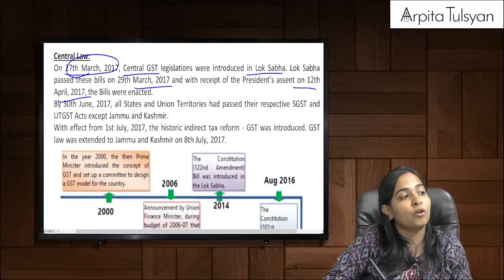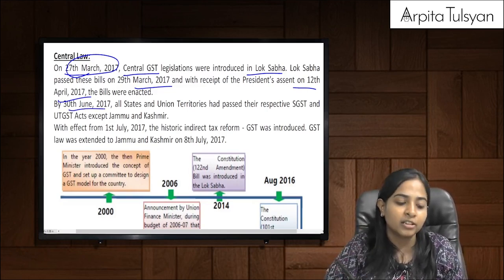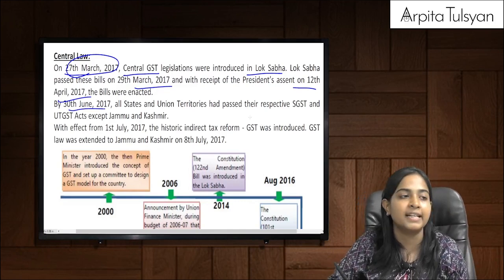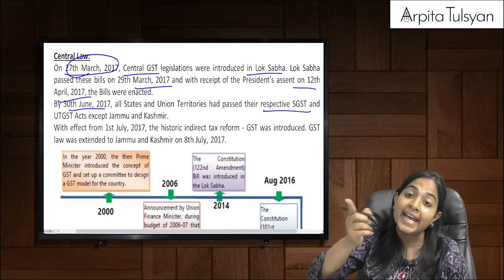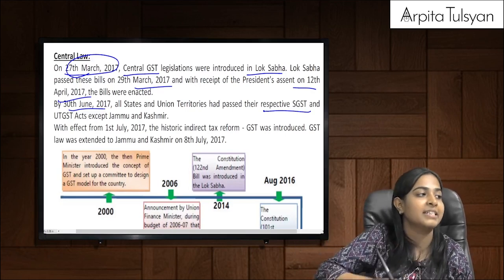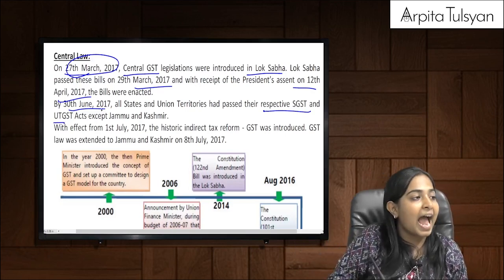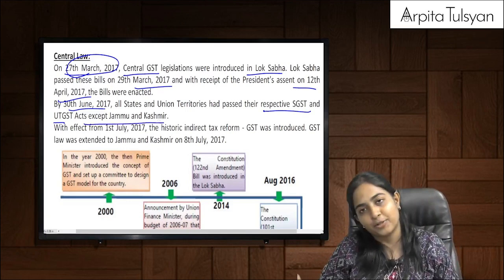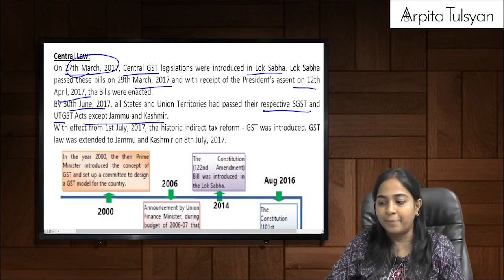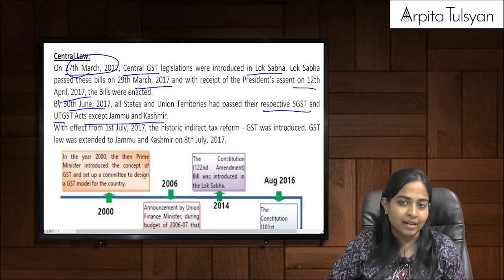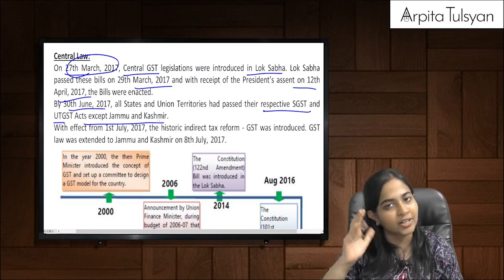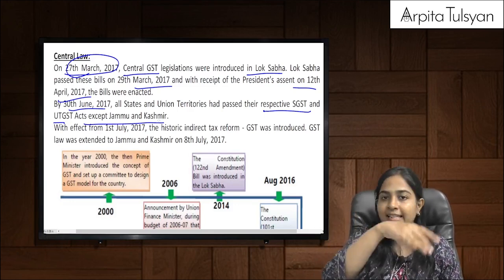Then after that, on 30th June, all states and union territories had passed their respective SGST, State GST, and UTGST, Union Territory GST Acts, except Jammu and Kashmir. So what happened? In March and April, the central GST legislations were approved. Okay, centrally things were done.